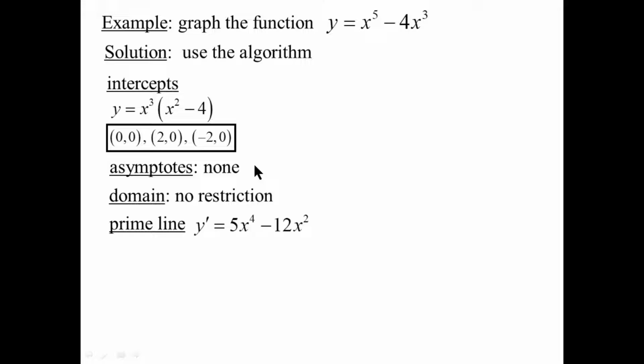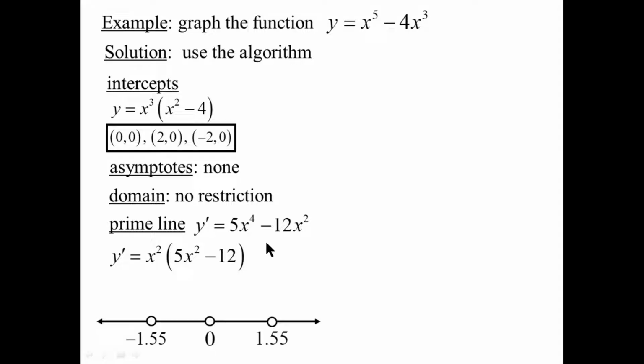First derivative, well, let's differentiate. And when we set it equal to 0, we'll have to factor. And the results of setting it equal to 0 and solving will be x equals 0 or plus or minus the square root of 12 over 5, which is the square root of 2.4, which I did on a calculator and got 1.55. So plus or minus 1.55 and the 0 from here.